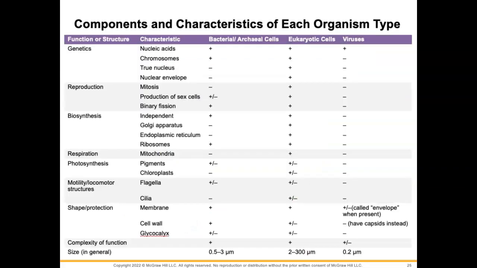You're not going to have to ID anything in a picture. Components and characteristics of each organism type. So basically the function or the structure, the characteristics, and then whether or not they are found in specific cells. This is just kind of like a reference sheet. You don't have to get too excited about this slide.